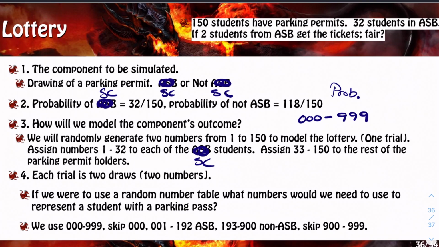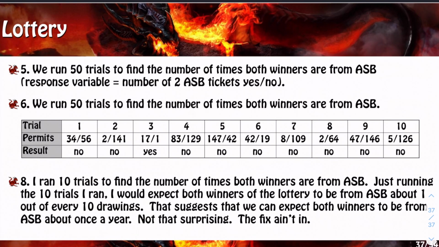We're going to skip 000, and the way we're going to partition this is 001 to 192 would be student council, 193 to 900 would be non-student council, and we're just going to omit the last 100. If you want to see why, I can explain this further. Then we just run a simulation. We're going to do this 50 times to find the number of times both winners are from student council. What you have to do then is run this simulation and keep track. Are the 2 people in student council?